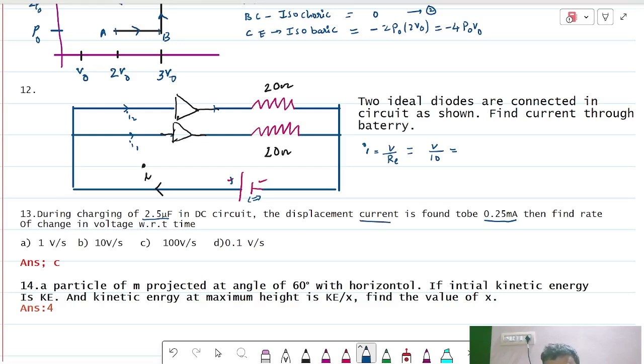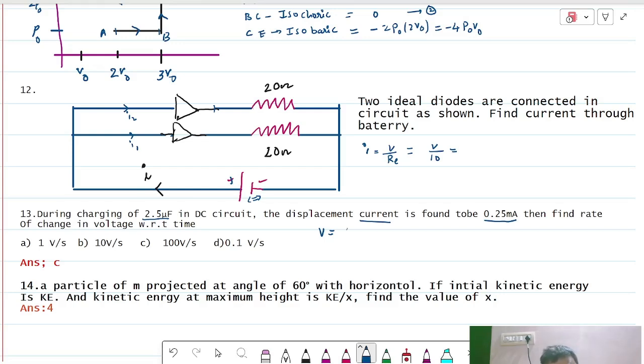Displacement of current I, that means dI by dt, I can write. So find the rate of change in voltage. Here the given data is actually the rate of change in voltage. V is equal to IR I can go. Otherwise, here charging is given, right? So in the charging time and capacity of the system is given. Therefore Q is equal to CV.